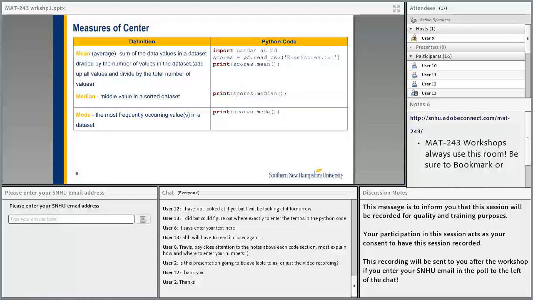Measures of center. So the mean, the median, and the mode are the measures of center. So what's the mean? It's the sum of the data values in a data set divided by the number of values in the data set. And how do we find the mean? We add up all the values in the data set and then we divide it by the total number of values.